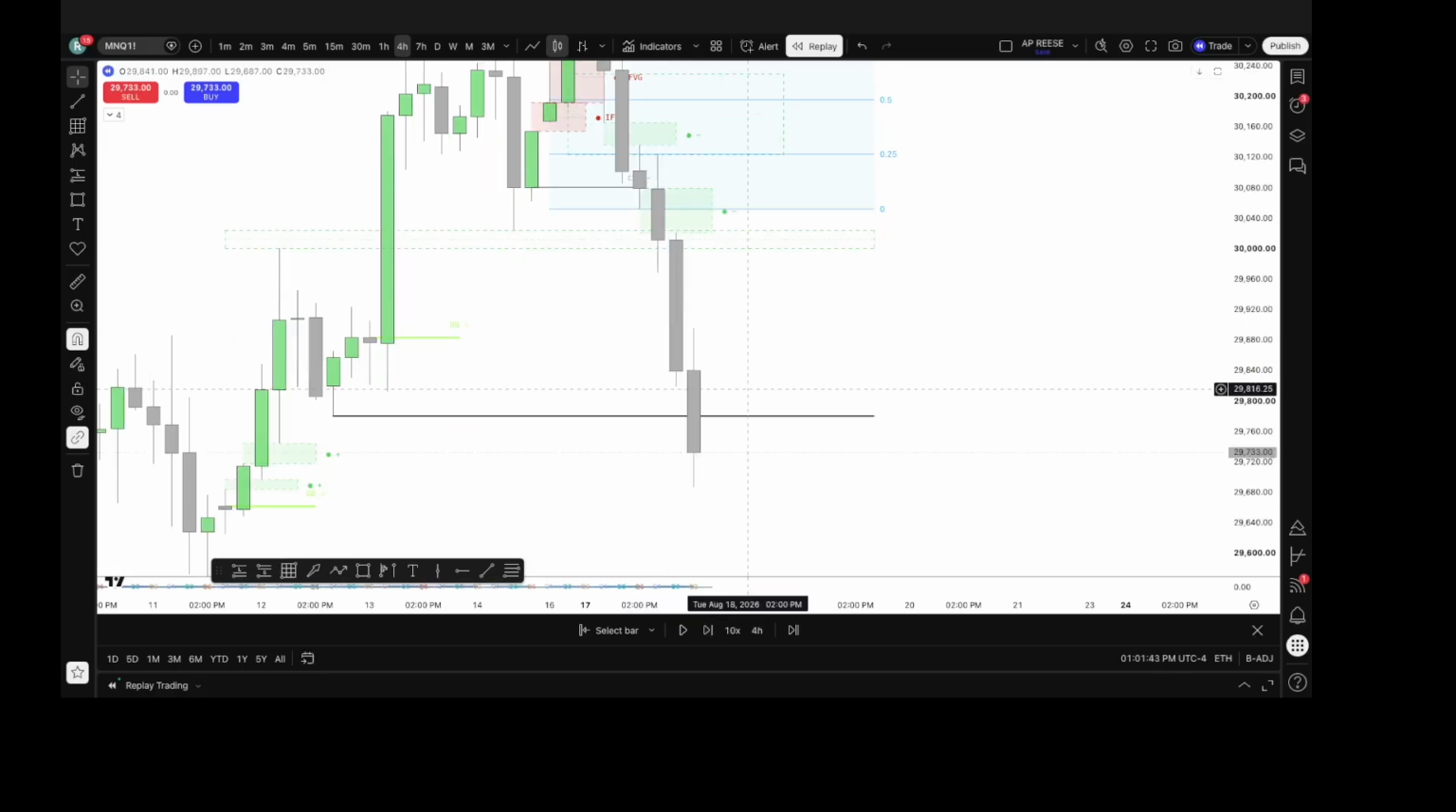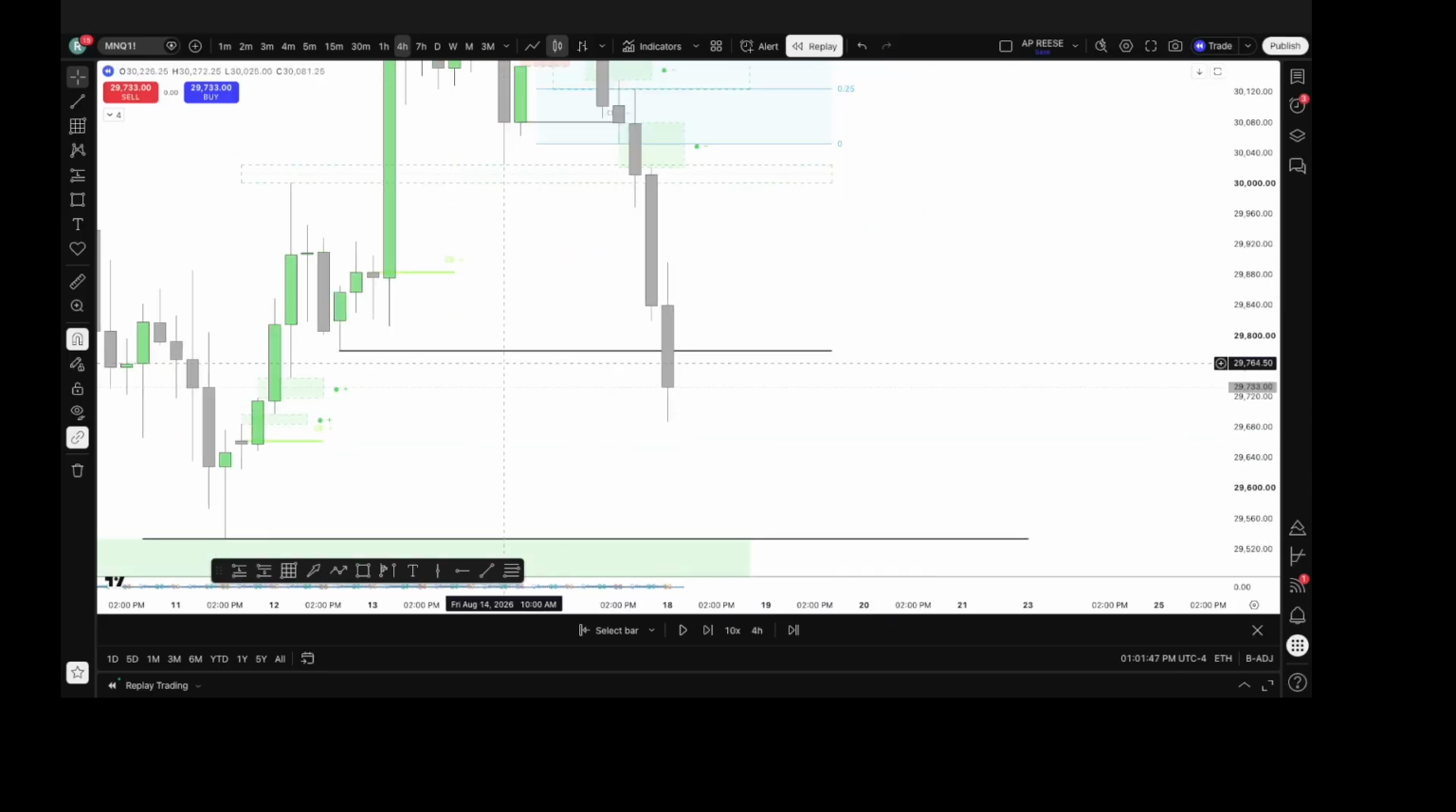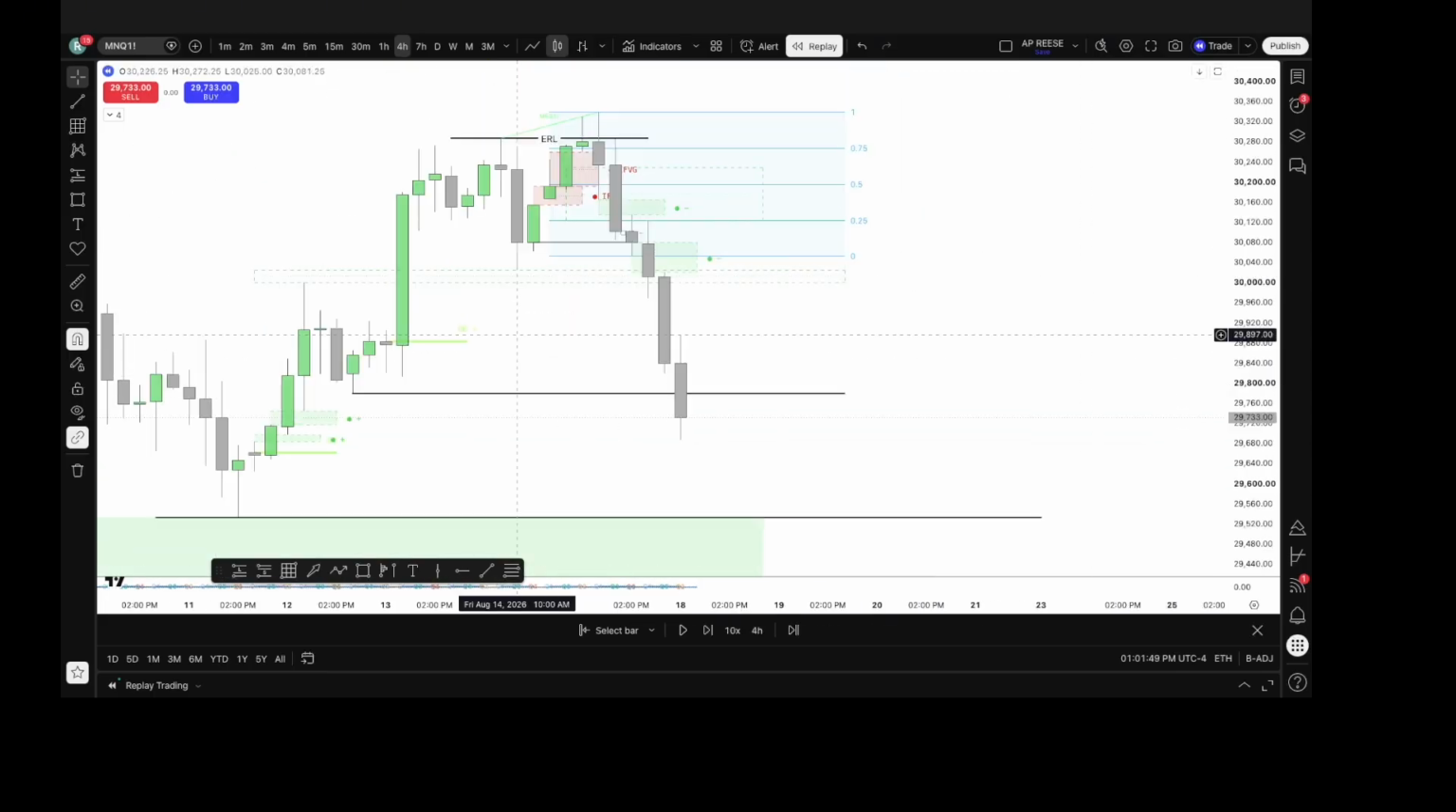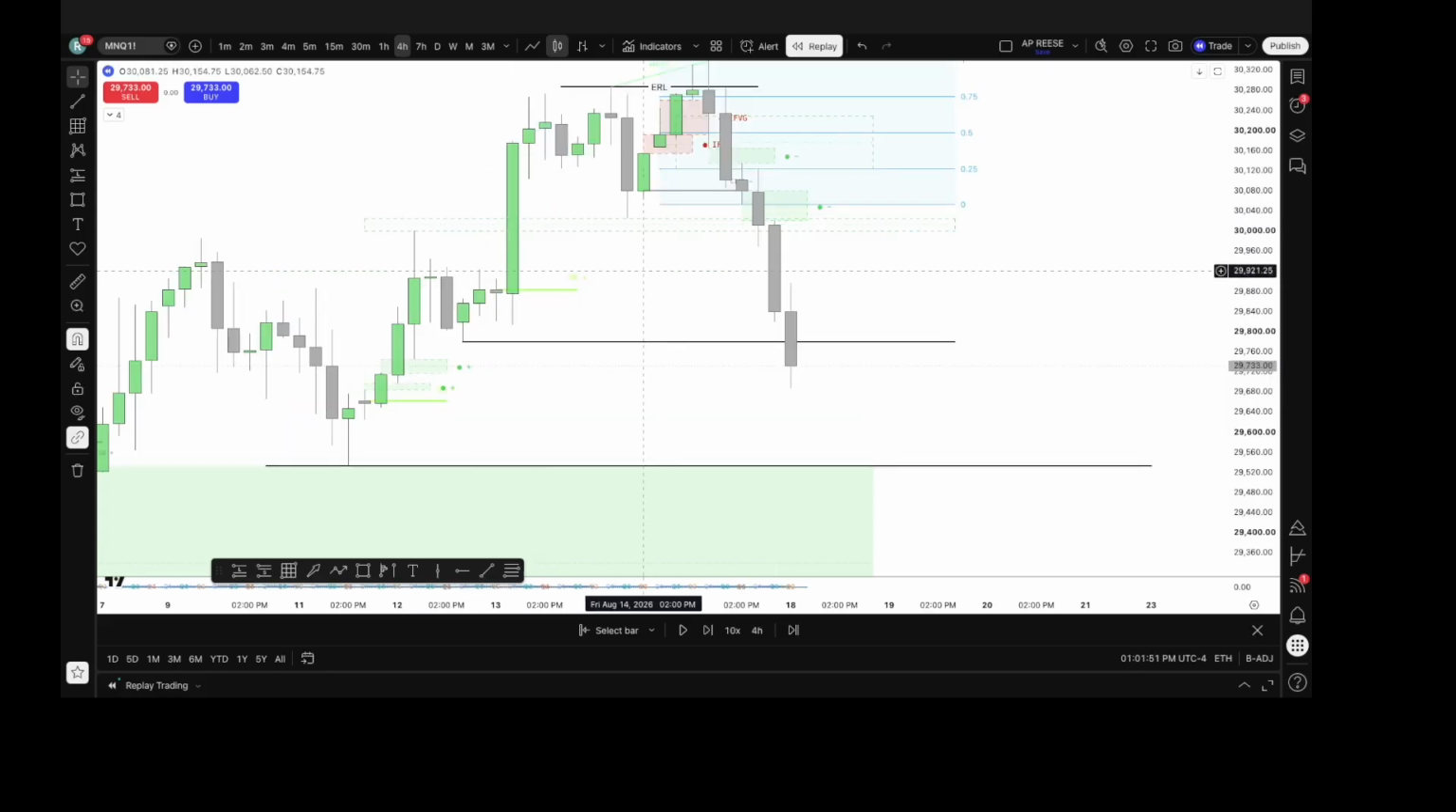Then we see here at 2 a.m. price came and took this low. So this would have been your first target, like we said, the fair value gap internally. Then you've got this previous Thursday's low right here. And then the last target is going to be your previous week low.